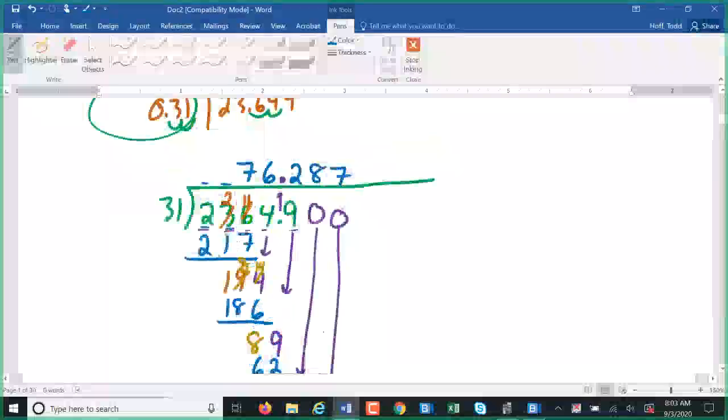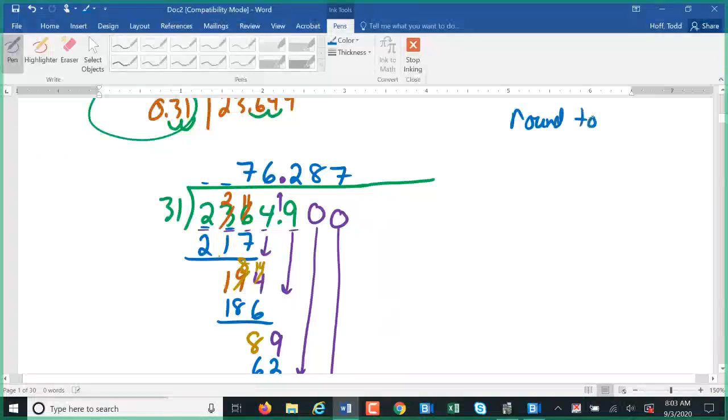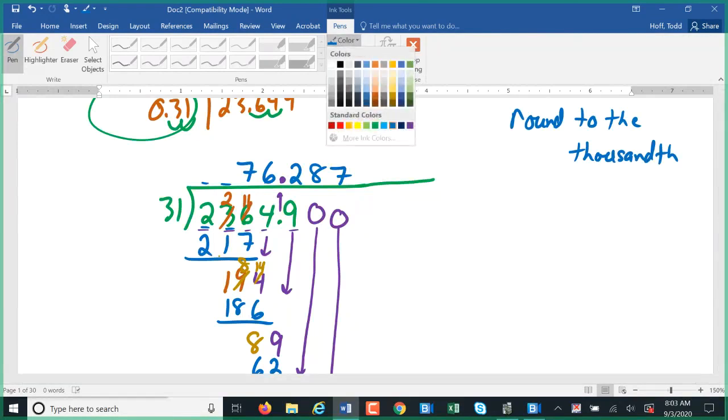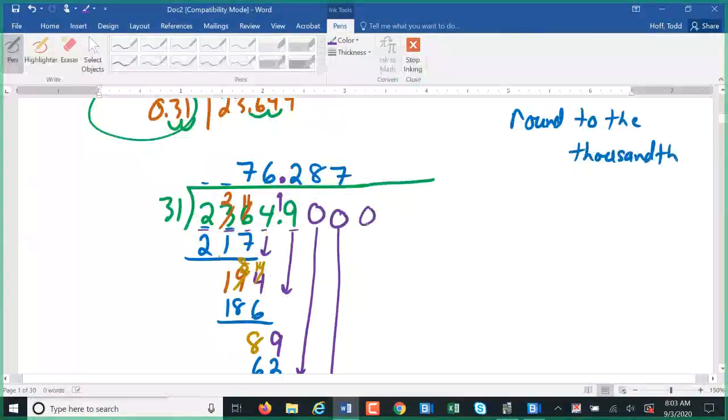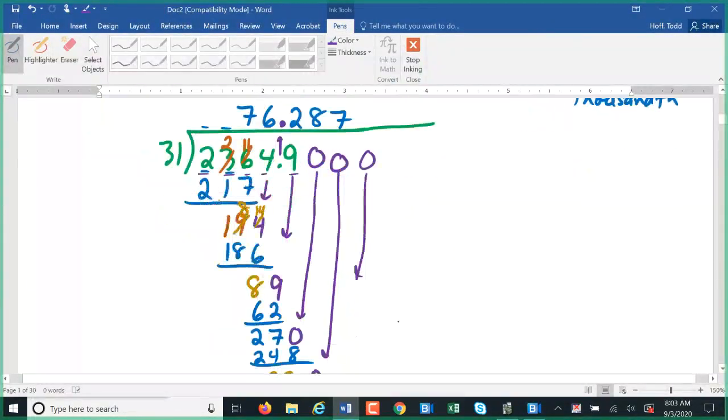Now we're at the thousandths digit here, but that does not mean we can stop. We want to go to the nearest thousandth, which means we're going to round to the thousandth place. In order to round accurately, we have to know what the next digit is. So we have to put in 1 more 0 and bring it down.